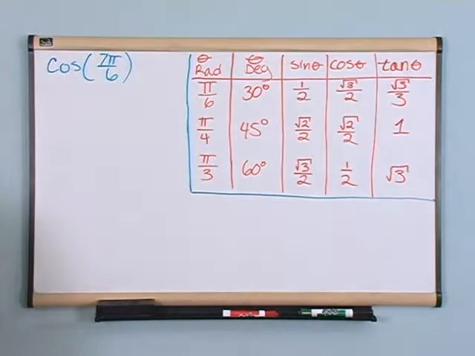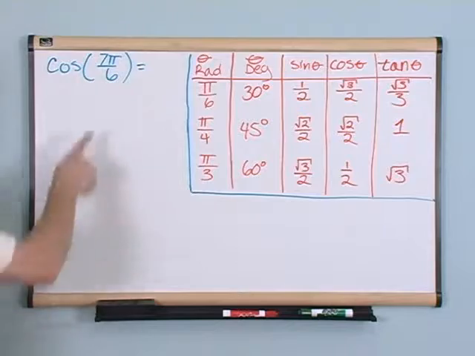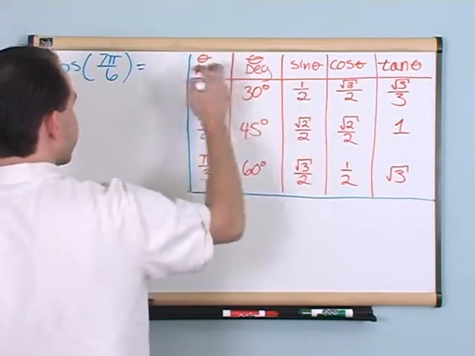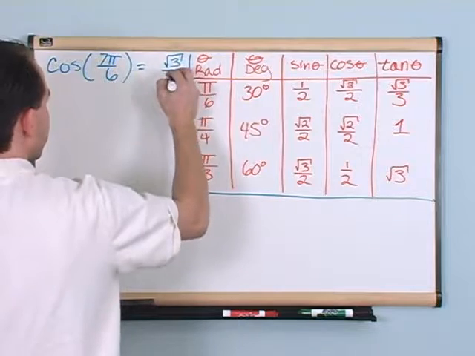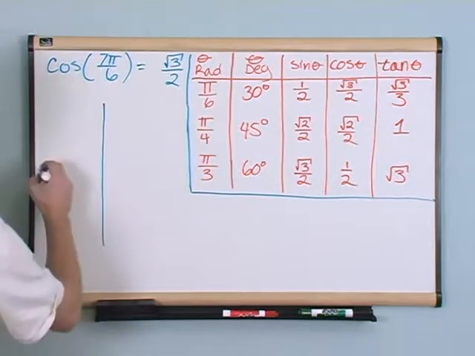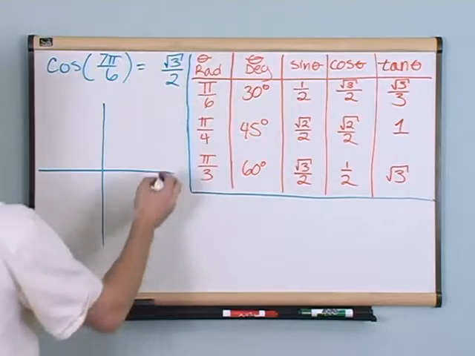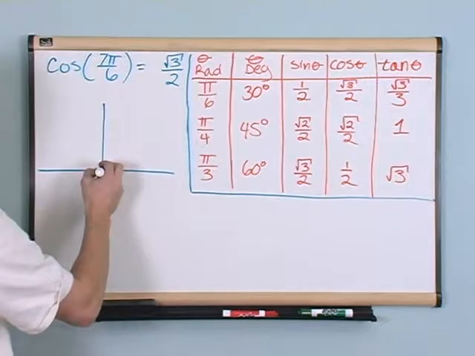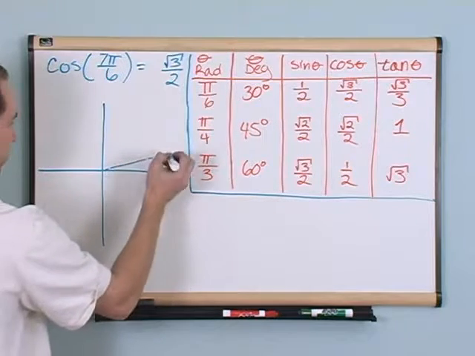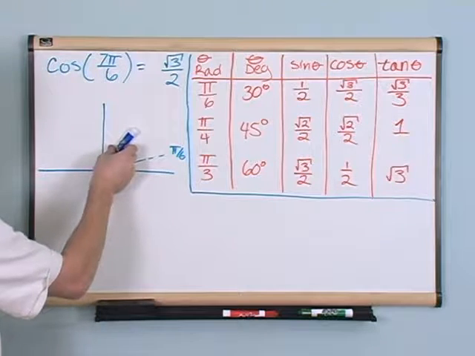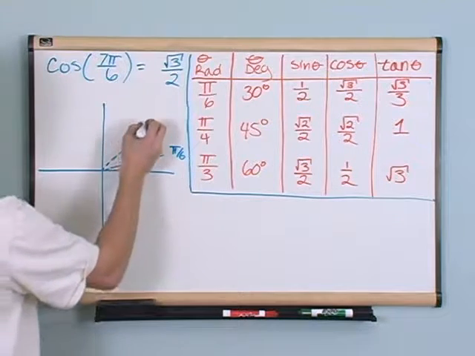Cosine 7 pi over 6, again, it's a multiple of pi over 6. I'm looking for cosine, multiple pi over 6. It's going to be square root of 3 over 2. Now I just need to find out if it's positive or negative. We draw our coordinate axis. And we start out, this is pi over 6, which is starting out at 30 degrees. So we start out kind of at 30 degrees. This is pi over 6. This would be 2 pi over 6, right here, 2 pi over 6.